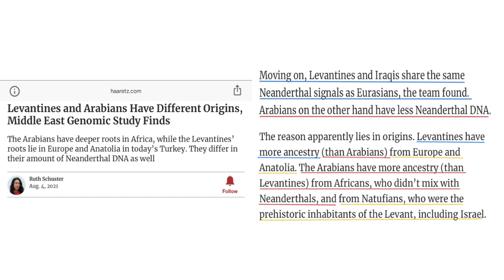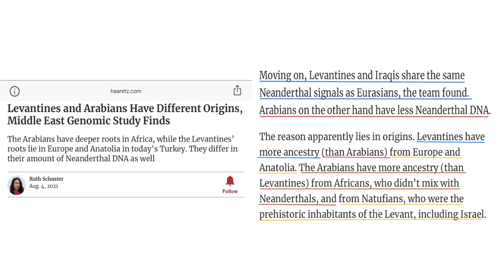Levantines and Iraqis share the same Neanderthal signatures as Eurasians, the team found. Arabians, on the other hand, have less Neanderthal DNA. Levantines have more ancestry than Arabians from Europe and Anatolia. So present-day Levantine populations have more European and Anatolian DNA, or ancestry, within them.